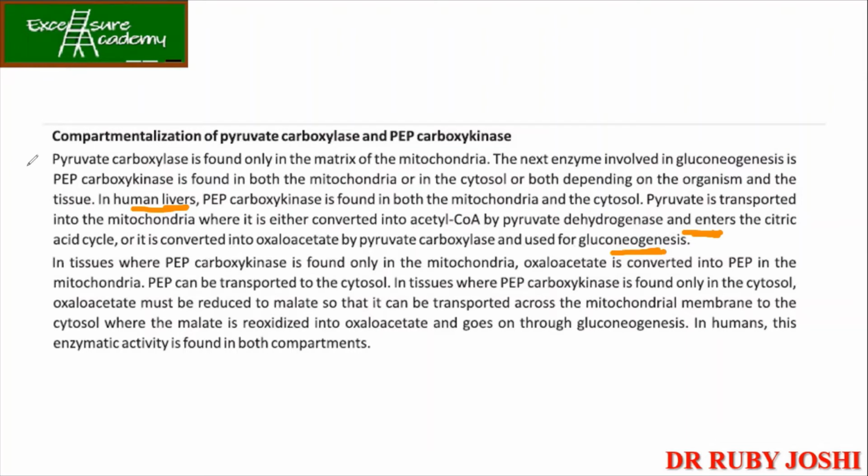इतना clear है? This paragraph is clear, guys, from here to here. Okay. Yes, ma'am. Now in tissues where Pep Carboxy Kinase is found only in the mitochondria, तो वहां पे क्या होगा? Oxaloacetate needs to be converted into Pep in the mitochondria only. तो कैसे? वहीं पर आप मैलेट बनाओगे, वहीं पे आप कन्वर्ट करोगे, ठीक है.